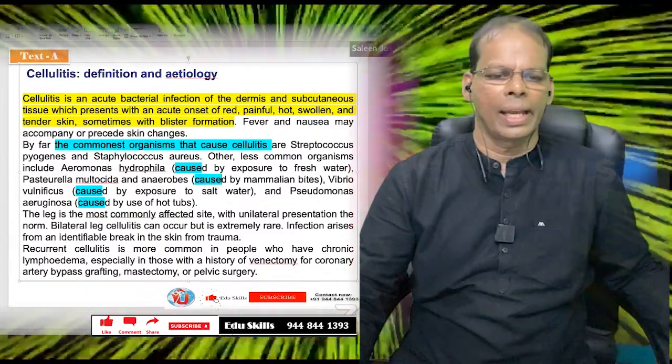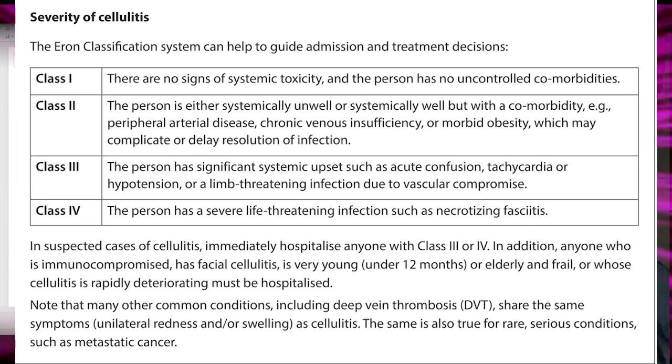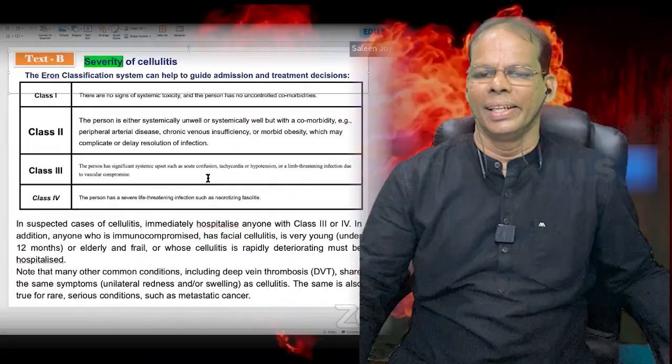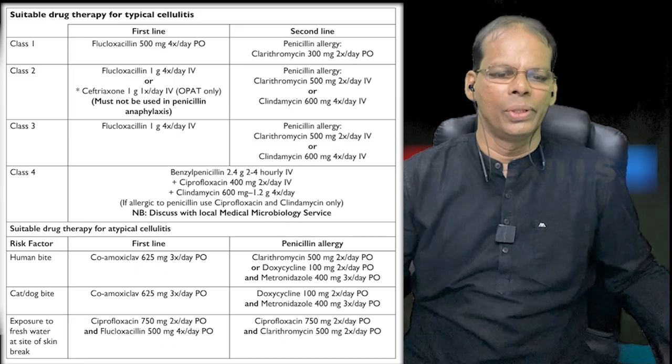And coming to the second text, this is severity of cellulitis. Severity means intensity, class 1, class 2, class 3, class 4. So when you skim, what do you have to look into? These classes. In the question, they will give you a class. Immediately, if they are asking about class 3, you have to dash into that column. Immediately, you will find the answer there. That's how you skim through the text.